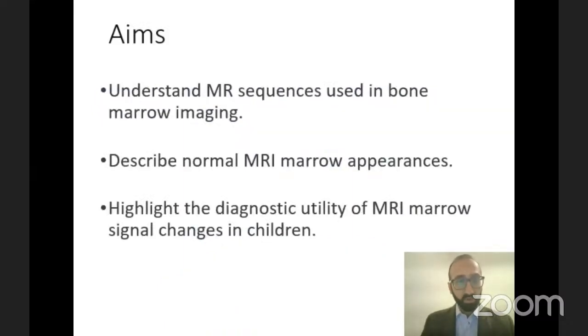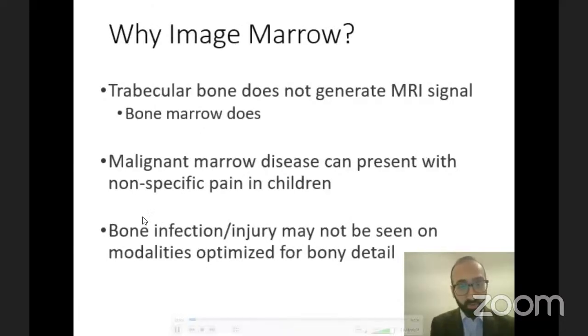So the aims of my talk are going to be to help get an understanding of the MR sequences we use in bone marrow imaging, to describe normal MRI appearances in marrow for children. That is something that many MSK radiologists can struggle with, and also just to highlight the diagnostic utility of MRI in various marrow-based pathologies. So why do we image marrow?